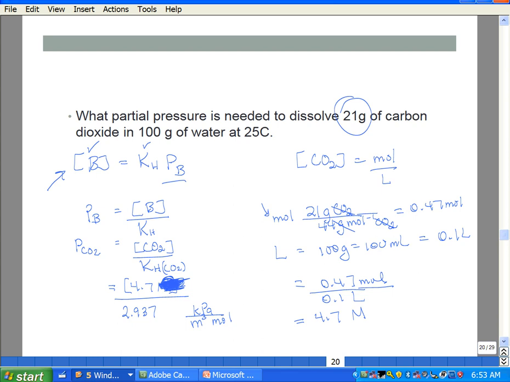It's 0.47 moles. And then we have 100 grams of water, which is 100 milliliters. So when we convert that to liters, because we're trying to find molarity, we have 0.1 liters. So we divide those two things together, and this is our concentration for the carbon dioxide.